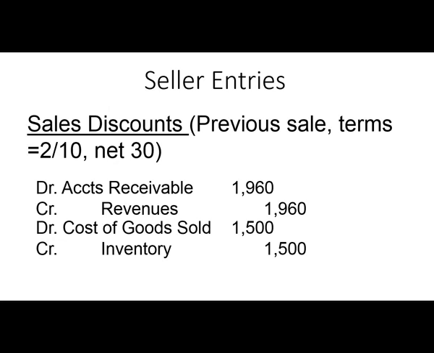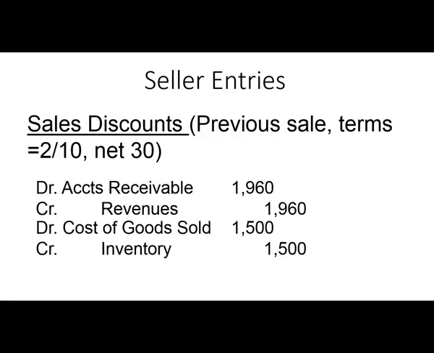So again, note the bottom part of this entry doesn't change. We're still debiting cost of goods sold and crediting inventory. The top part is what gets changed as a result of our discounts. And then luckily when we get paid, it's easy because we're just going to debit $1,960 to cash and credit $1,960 accounts receivable and move on.